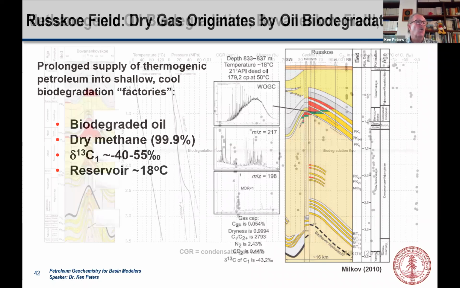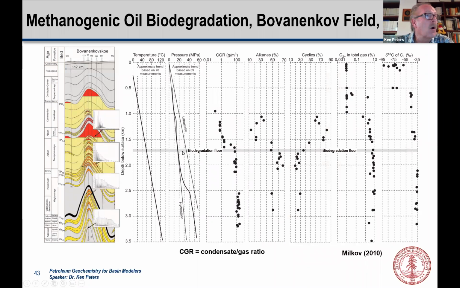Okay, here's some more data. You can see the biodegradation here, the floor of biodegradation, and you see some very diagnostic changes. Here's the temperature, again low temperature. You can see the cyclics are a little more resistant to biodegradation, so their concentration goes up in any liquid that remains. The alkanes, of course, are readily biodegraded. They tend to drop off pretty quickly. With C2 plus, you're getting more and more pure methane, and the isotope compositions are changing as well. So this is typical of these.